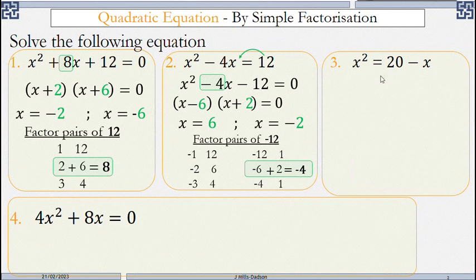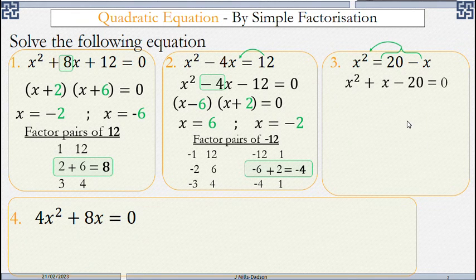Next one, you have to make sure everything is equal to 0. So we're going to minus 20 from both sides. We're going to add x to both sides before this can be 0. So you add x on both sides, that's what we have here. We take away 20 from both sides, that's what we have here. And whatever is on this side now becomes 0.